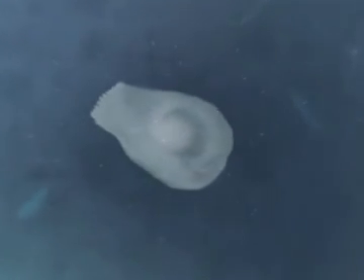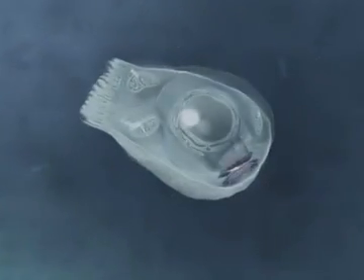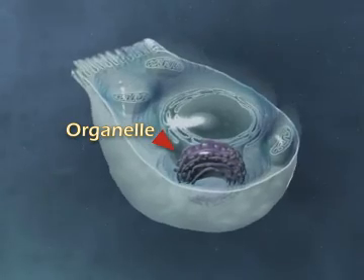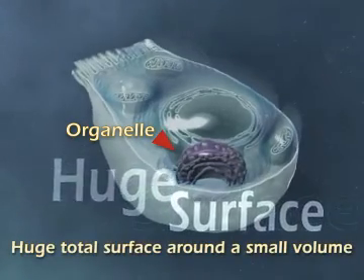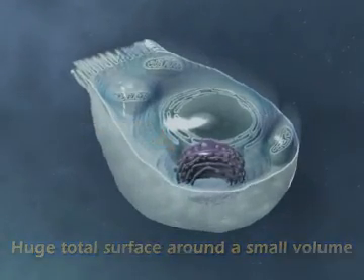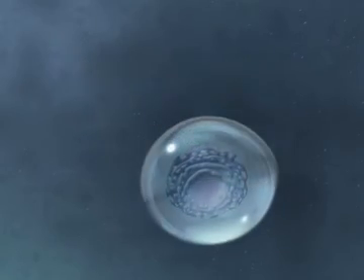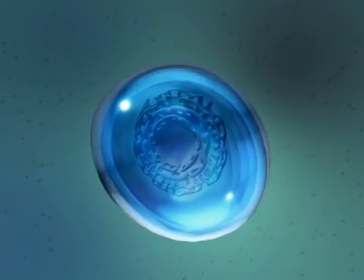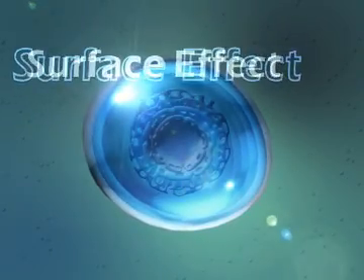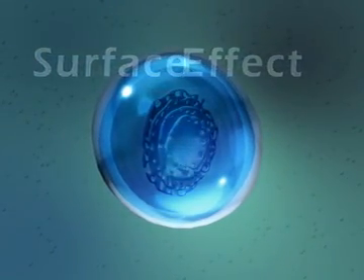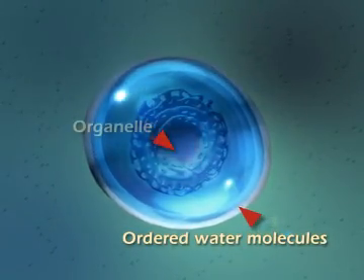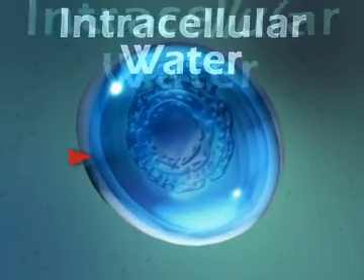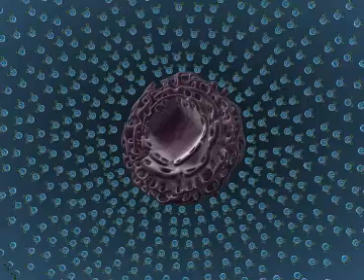Let's take a close-up view of a typical cell. If we zoom in further into the organelles inside, we see that each organelle has a huge total surface relative to its volume. This is a key property of the organelle and of the cell itself. The huge surface creates an effect known as the surface effect, and in turn organizes the water molecules surrounding the organelles. The result? Intracellular water with its unique life-giving properties.